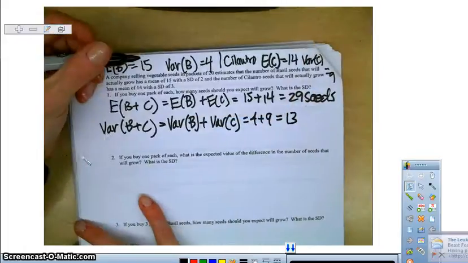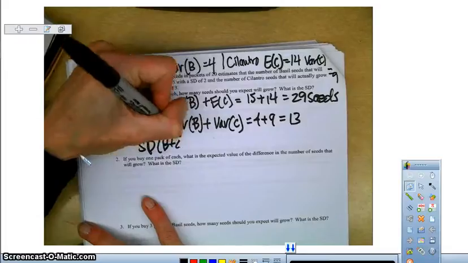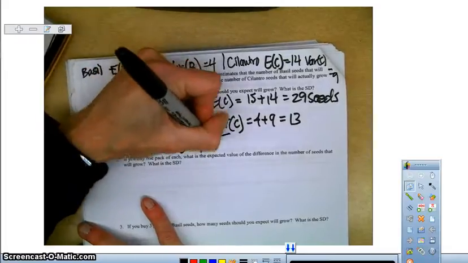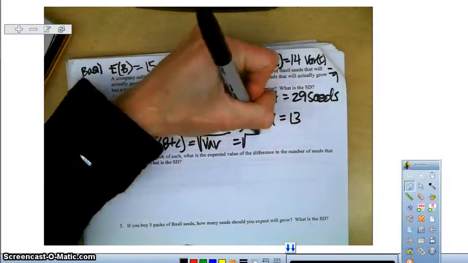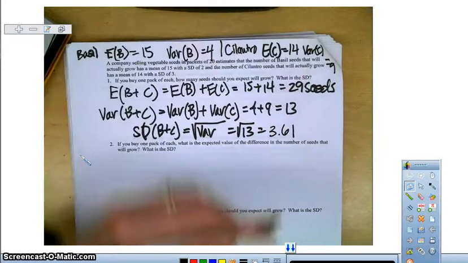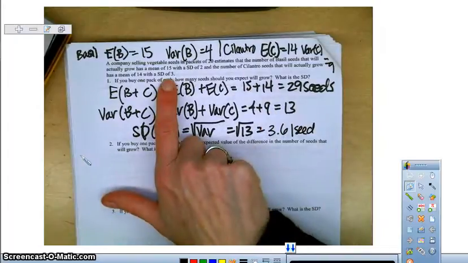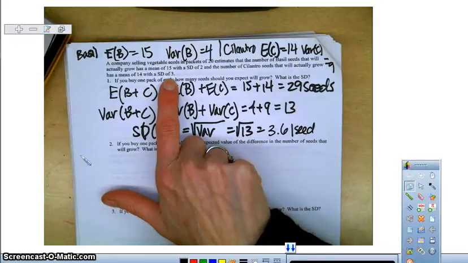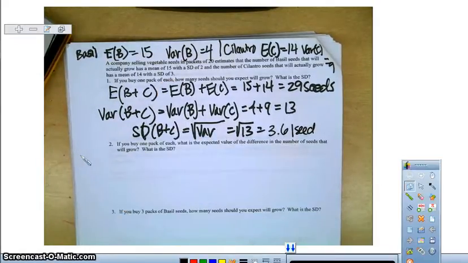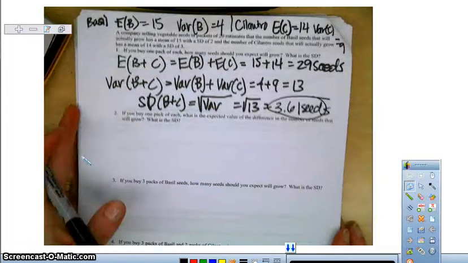And then the standard deviation of basil plus cilantro is the square root of the variance. That would be the square root of 13, which is 3.61 seeds. How did you get 9? It's not a stupid question. The standard deviation of cilantro seeds was 3, and you square it to get the variance. The variance is the standard deviation squared. That's from the previous notes. So we would expect a range of 3.61 seeds.